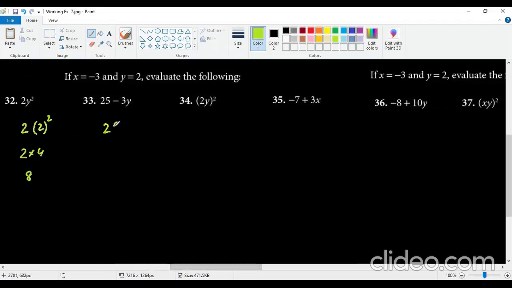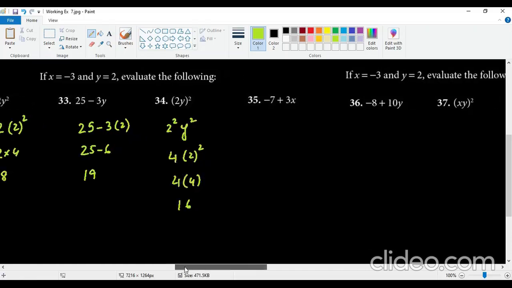Now 25 minus 3 times the value of y, which is a 2. That means 25 minus 6 is going to give you a 19 as an answer. Now comes the value of 2y multiplied by itself. That means 2 squared and the value of y squared are to be multiplied together. So 2 squared giving you a 4 and the y value is 2. That means 2 squared. So 4 is multiplied by 4 and giving you a 16.